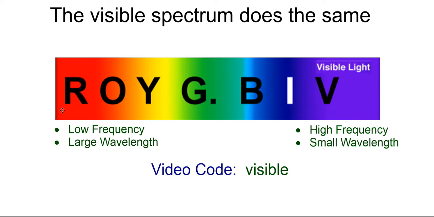So red on the left, Roy G. Biv, red has the lowest frequency and largest wavelength. It's like the radio waves of the EM spectrum. Up here, the gamma waves of this spectrum, with the highest frequency and smallest wavelength, is violet. So it's arranged exactly the same way. Before I show you a little more about that, please note your video code is visible.